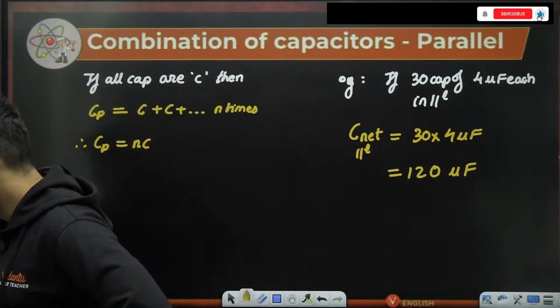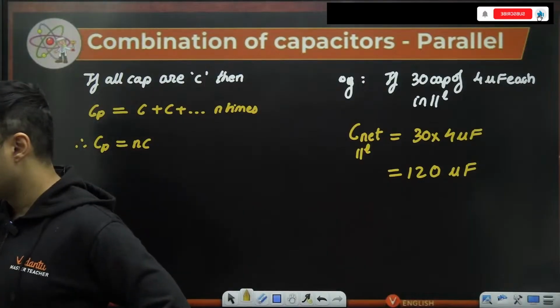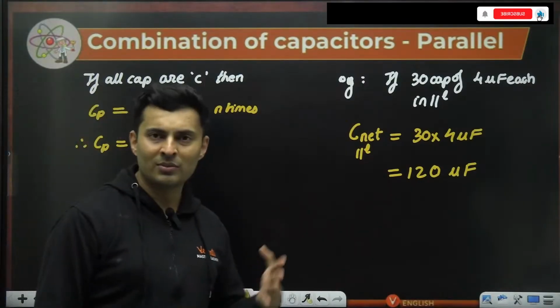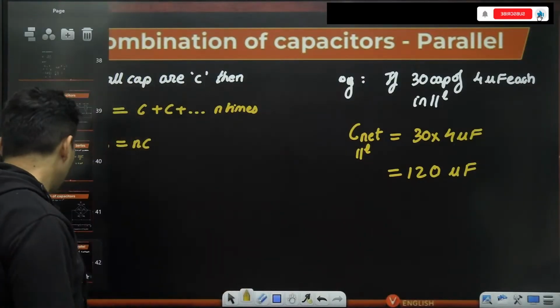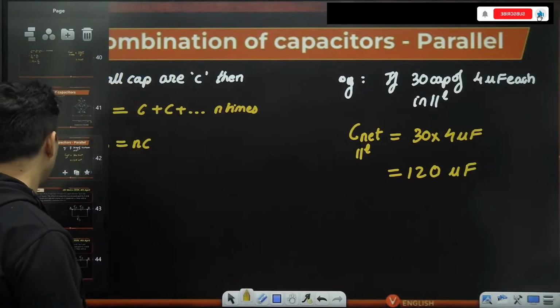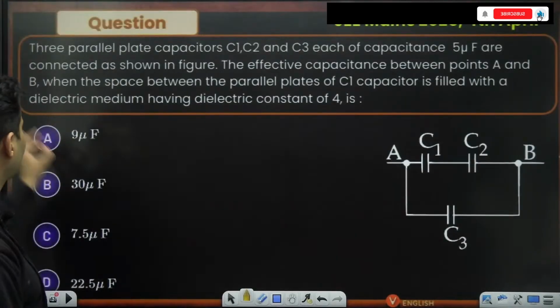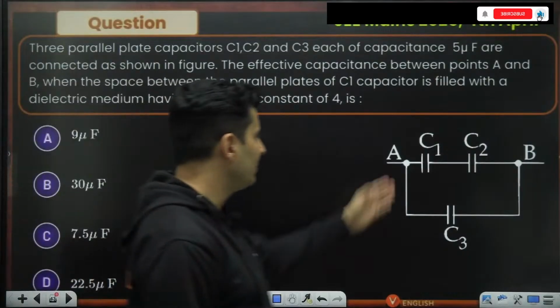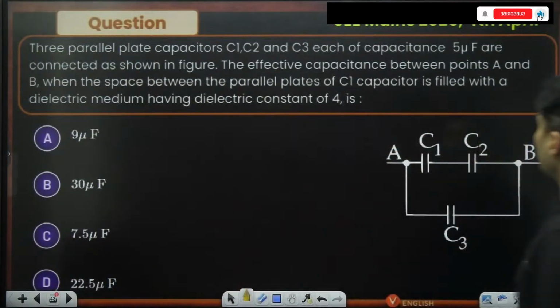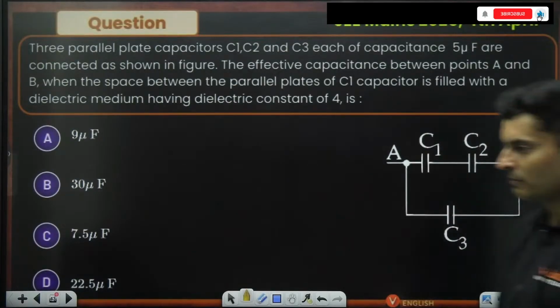Yeah, absolutely clear, my dear warriors. Okay, that is how this works for series and parallel. Let's solve some questions so that you get a hang of it. Here is the first question on your screen. Three parallel plate capacitors C1, C2, C3, 5 microfarad each, are connected as shown. What is the effective capacitance between A and B?